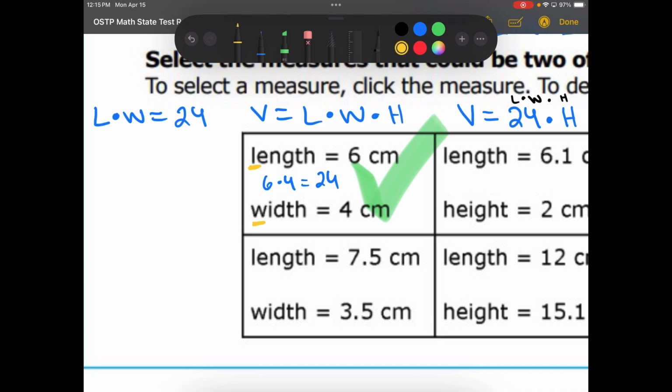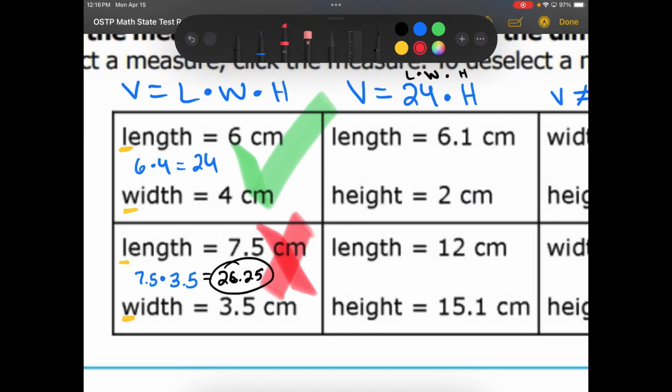We're going to do the same thing. Length times the width. I'm going to take the 7.5 and multiply it by 3.5. Well, it has to be 24. What does this give you? 26.25. Not 24, right? Because it says length times width needs to be 24. So this does not work, because it doesn't give me the 24 that I need, according to what they told me. So now we have found one.